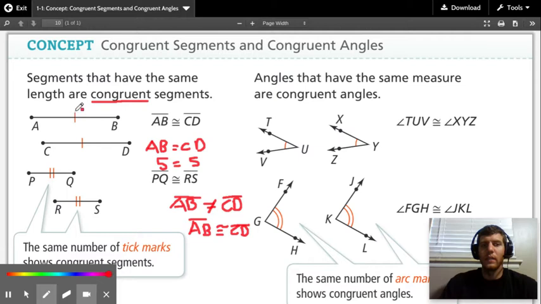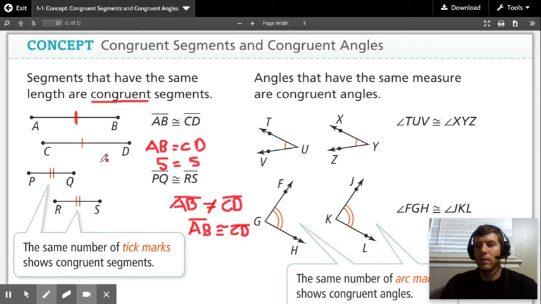In the diagram, we know they have the same length because of these tick marks. AB has one tick mark here, so it's going to be congruent to anything else with one tick mark. So AB and CD are the same length, so AB is equal to CD. Their lengths are equal, but they themselves are not equal because they're obviously different segments. So we're going to say they're congruent.